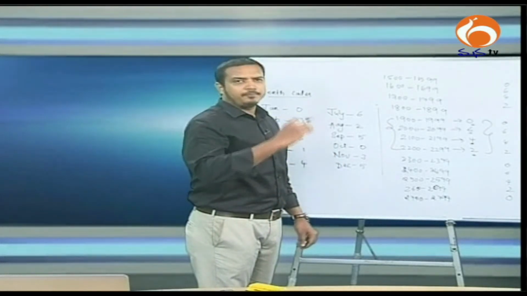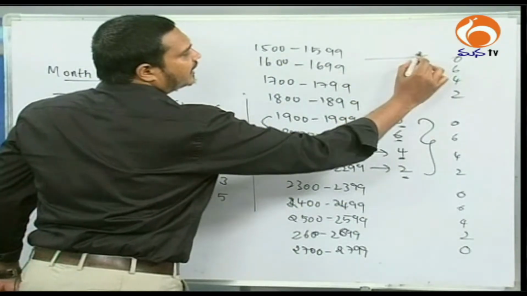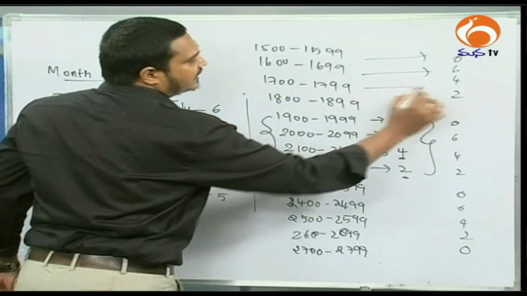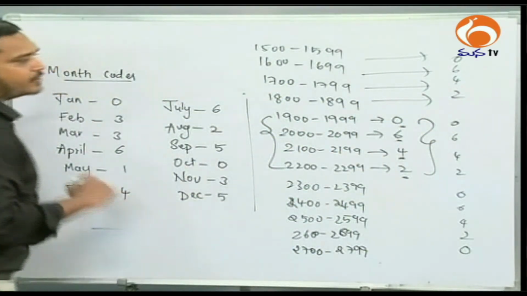Even if you go backward, it is the same here, 0642. 1500 to 1599 it's going to be 0, 1600 to 1699 it's going to be 6, 1700 to 1799 it's going to be 4, and then 1800 to 1899 it's going to be 2.